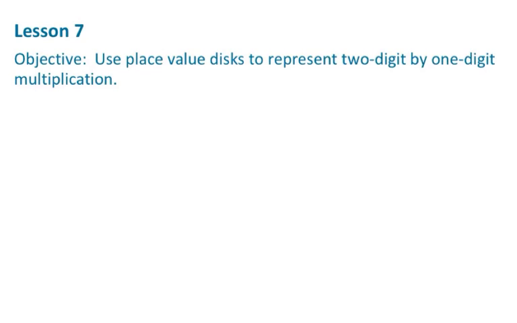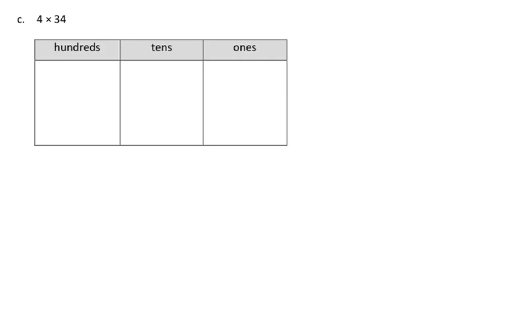This is grade 4, Module 3, Lesson 7, and the objective in this lesson is to use place value discs to represent 2-digit by 1-digit multiplication. So I use the place value chart here, and this is question number 1, part C.